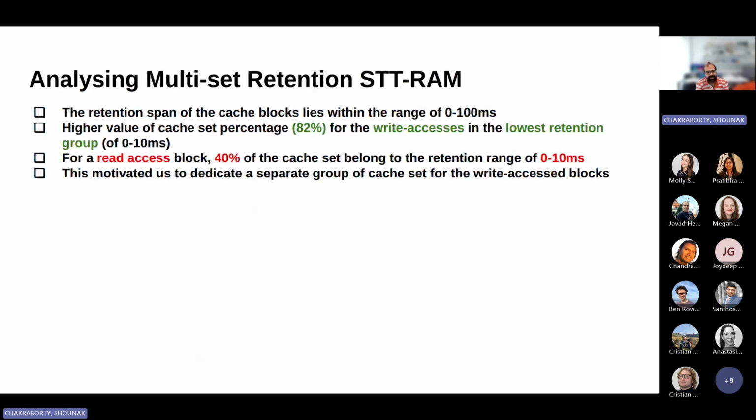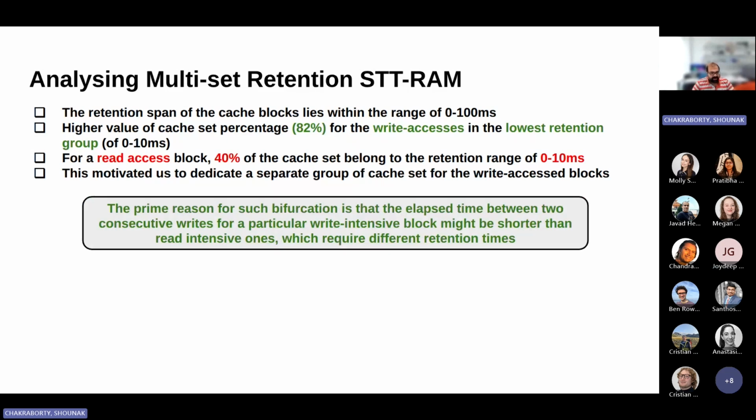Before we delve inside the architecture of TIMO, we'll see how we analyzed the multi-set retention STT-RAM. The retention span of the cache block lies within a range of 0 to 100 milliseconds, which we found from our empirical analysis through our simulation infrastructures. There is a higher cache set percentage, close to 82%, for the write accesses in the lower retention group, that is 0 to 10 milliseconds. For a read access block, 40% of the cache sets belong to the retention range of 0 to 10 milliseconds, which motivated us to dedicate a separate group of cache sets for the write access block, that is, a write-intensive block specifically.